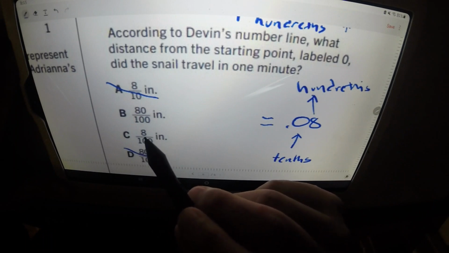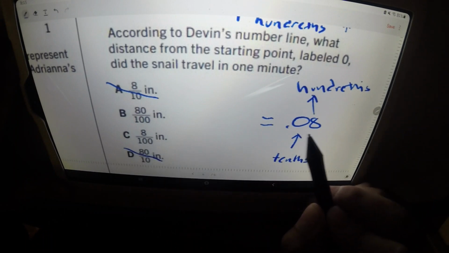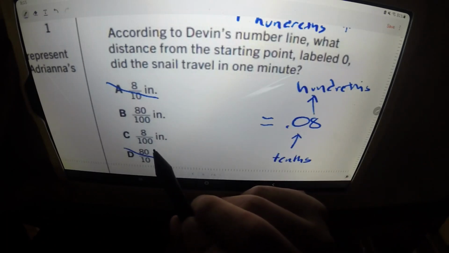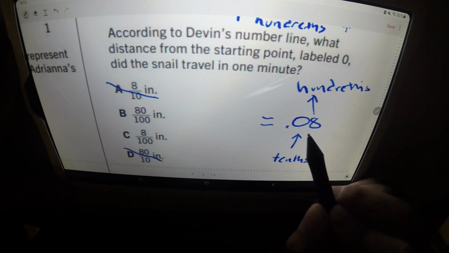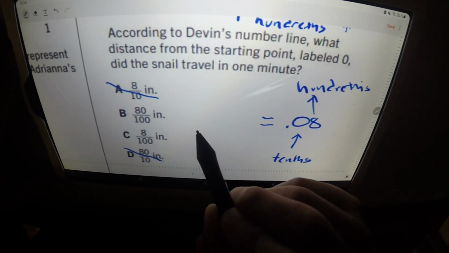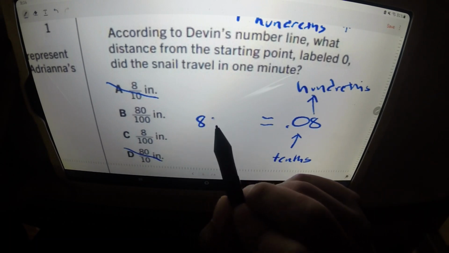So 80 out of 100. Remember, this is two digits. We're looking for something that corresponds to a denominator with 100 underneath it. Look at this number here, this 8. How many are there? 8 hundredths, right? 8 hundredths.